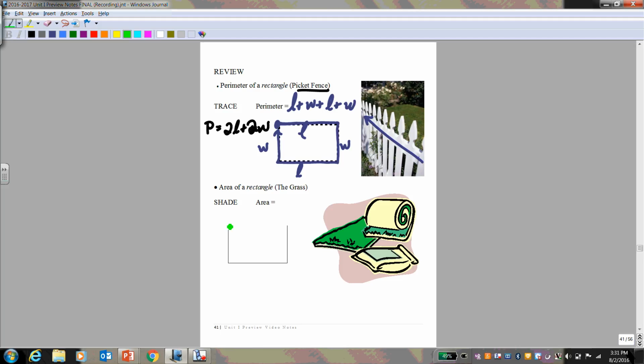Area. I'd like you to shade this rectangle here. Just shade it. Area is like the grass or the sod. If we have length and width here, and this is a rectangle, to find the area you simply do length times width. You need to be familiar with both of those. Perimeter, you simply walk it around, adding up the length and the width. Area, it's length times the width. Perimeter is an addition concept, so let's put a little plus sign there. And area is a multiplication concept.